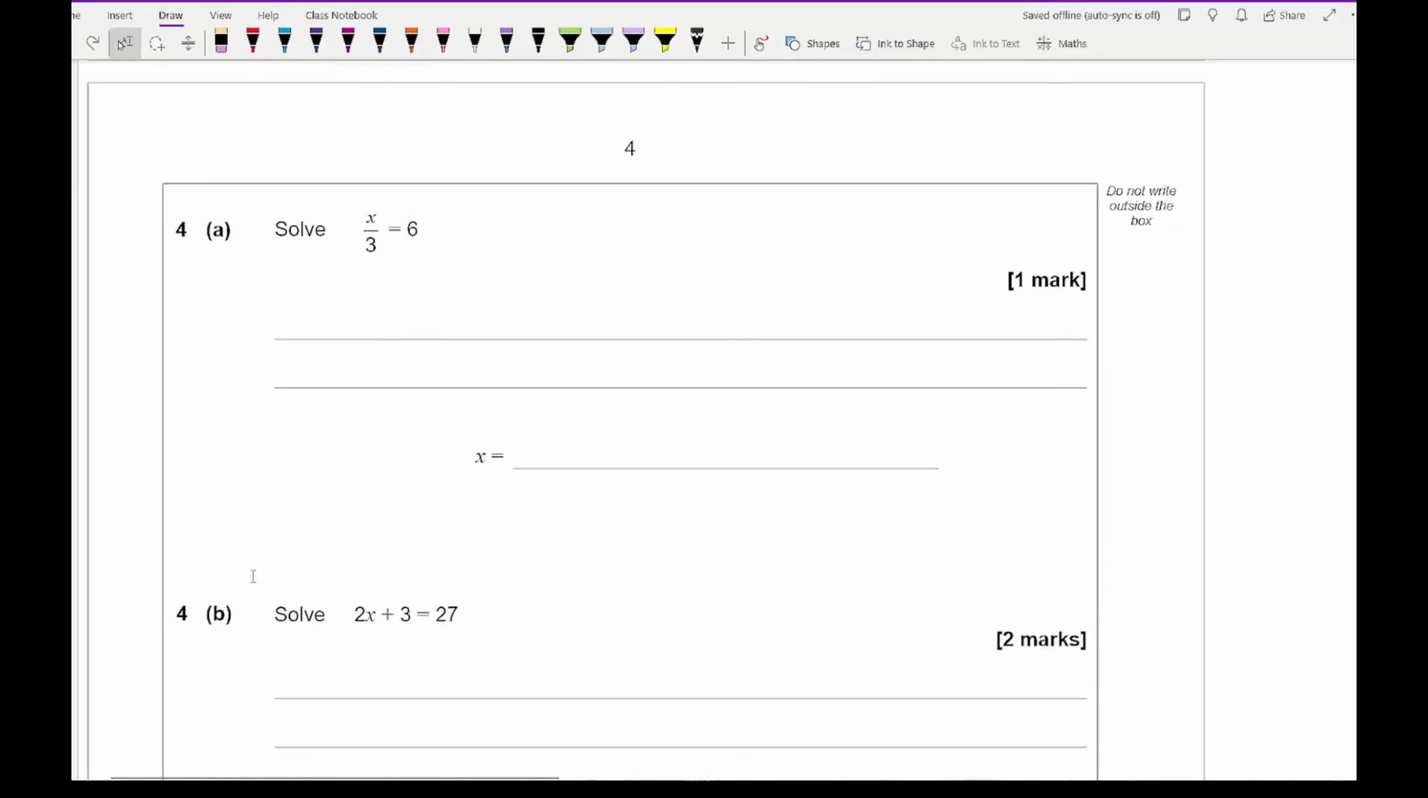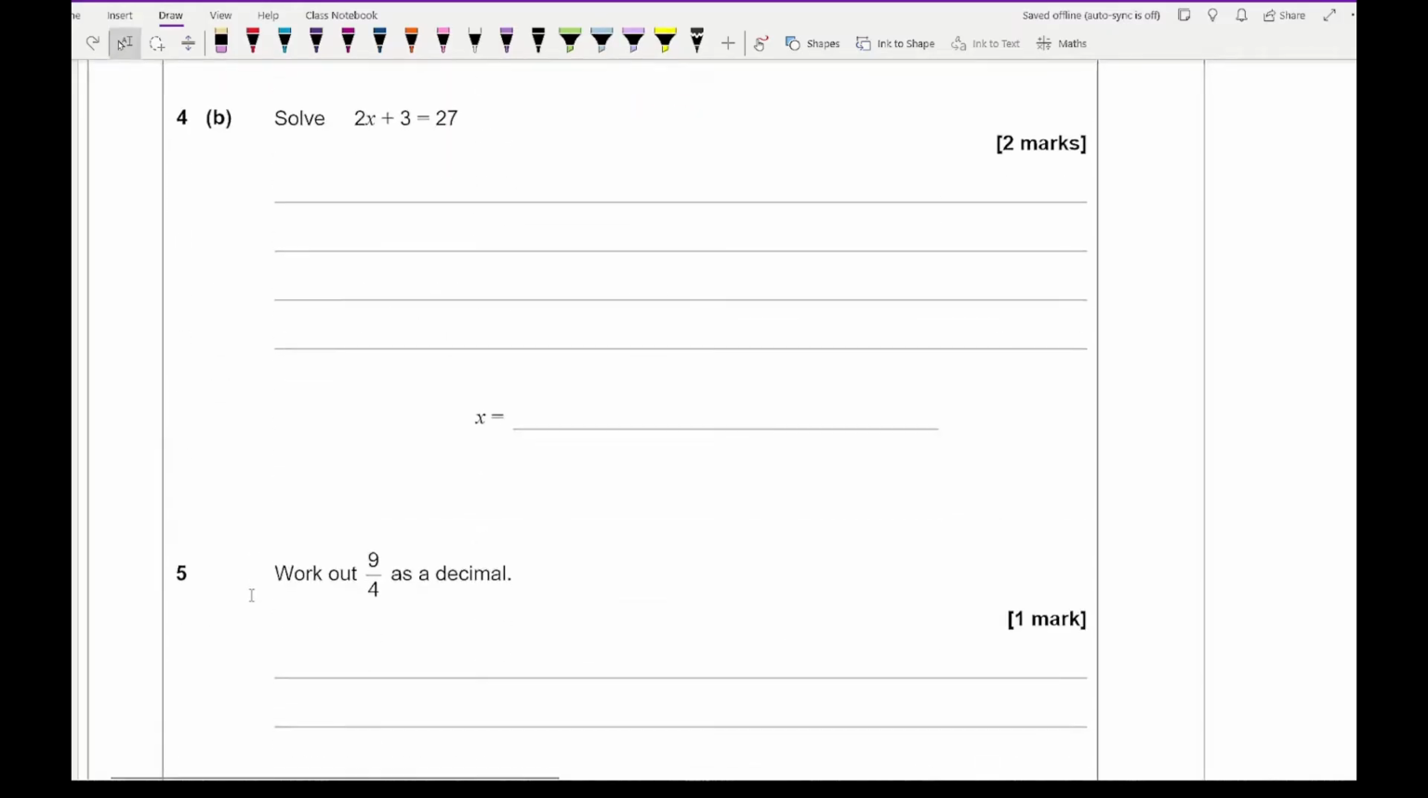Moving on to question 4a, it says solve x over 3 equals 6, and now with solving equations we want to get x by itself, so we want to get rid of the 3. What's the 3 doing? It's dividing, so to remove it we need to multiply. So here we've got x equals 3 times 6, which is 18.